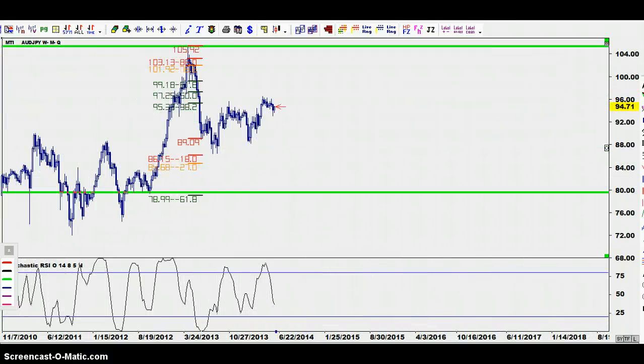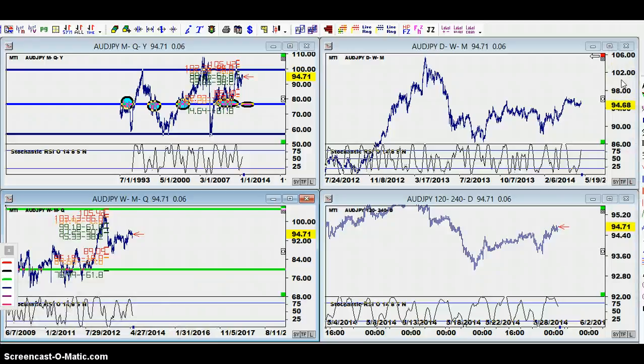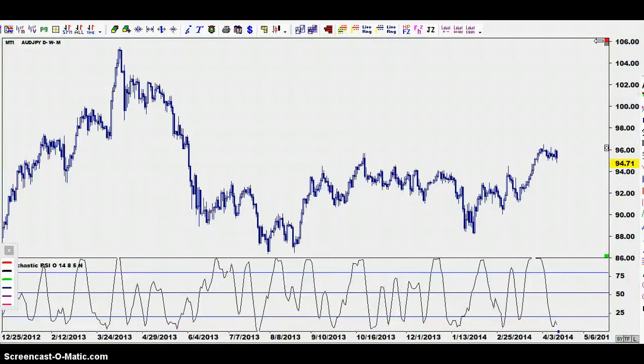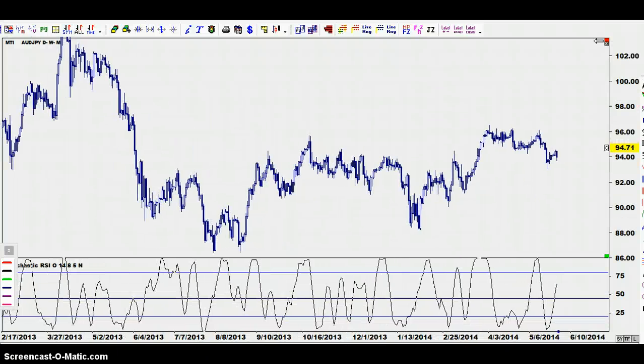Does that make sense to you? Do you understand why we were looking at only the down move on that AUDJPY? Cool. And we're going to do the same right here.